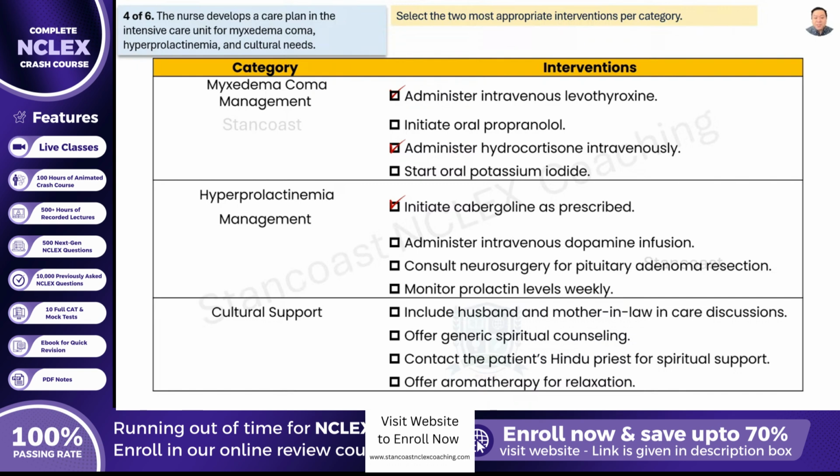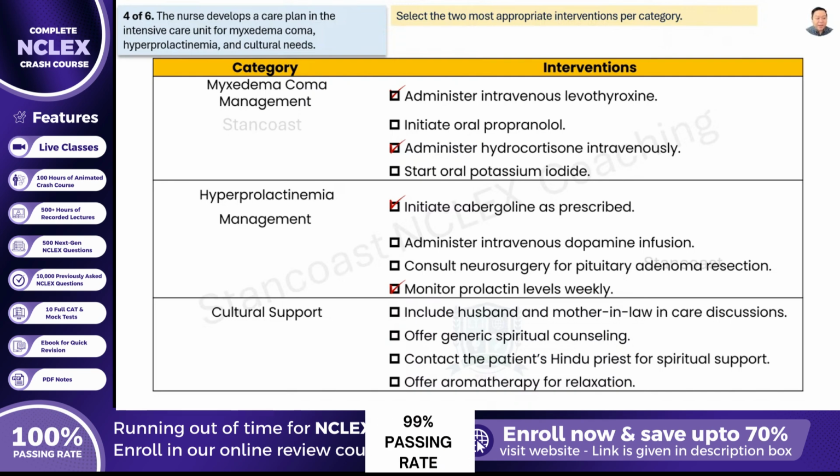Now, the other intervention that you should select here is to monitor prolactin levels weekly, because once the treatment starts, we have to keep an eye on this level to see how well the medication is working. And the weekly checking will help us tweak the dosage. Of course, that's the physician's responsibility. It also makes sure that things are heading in the right direction early on.